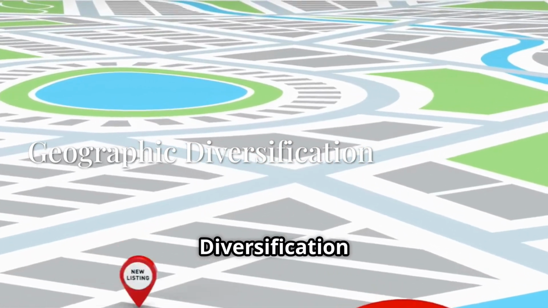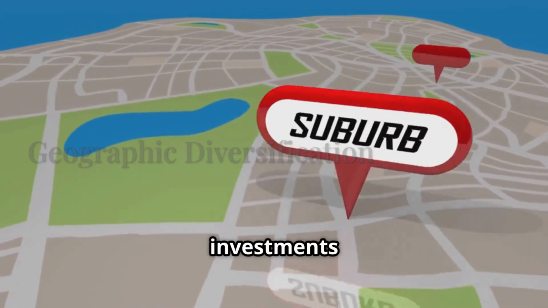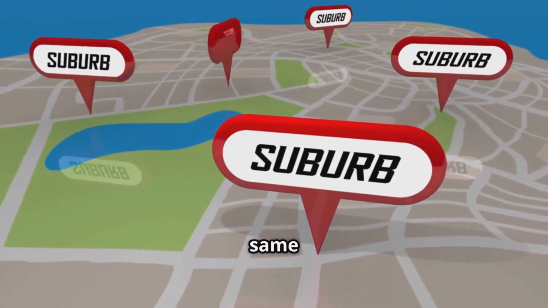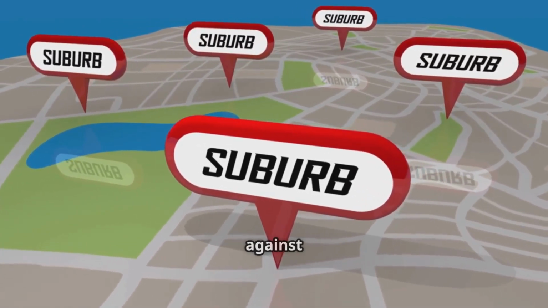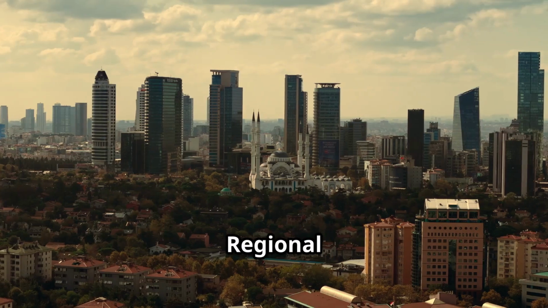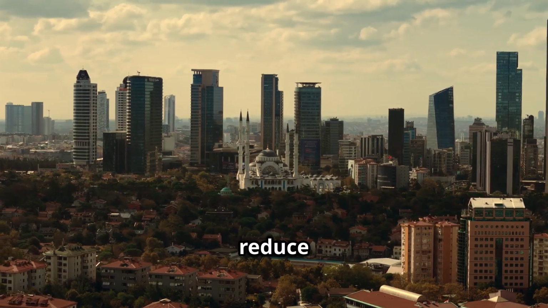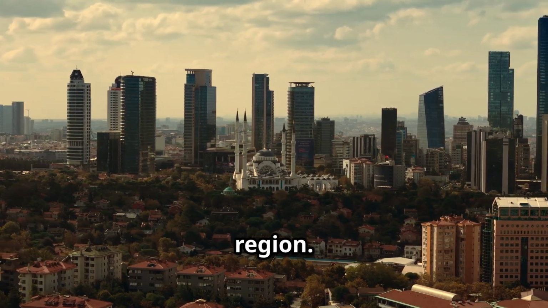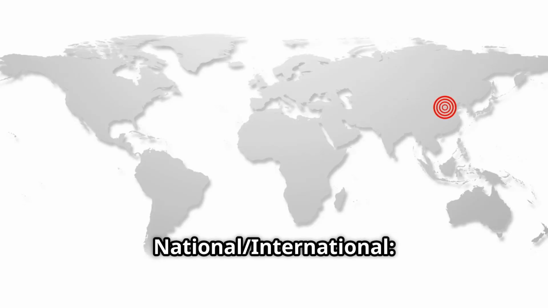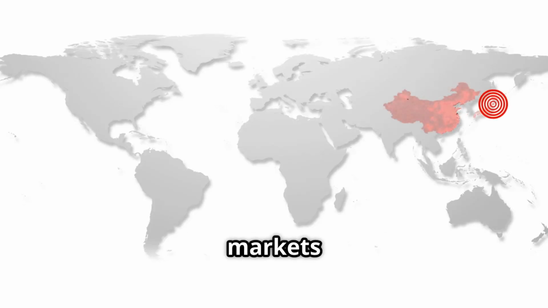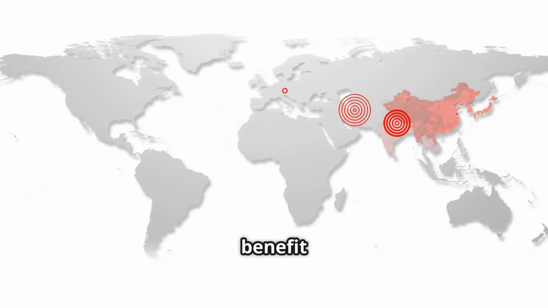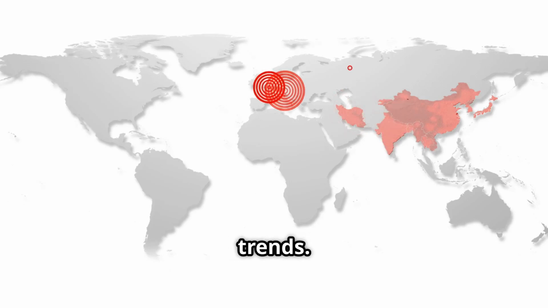Geographic diversification. Local markets: spread investments across different neighborhoods within the same metropolitan area to hedge against localized risks. Regional markets: invest in properties across different cities or states to reduce exposure to a single economic region. National and international: consider opportunities in emerging markets or stable international markets to benefit from global economic trends.